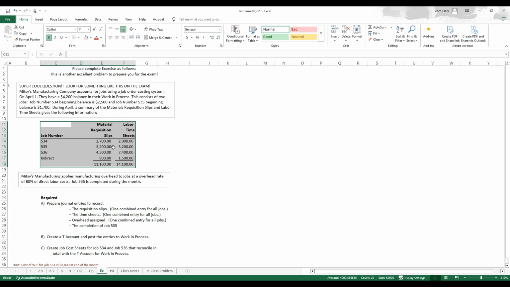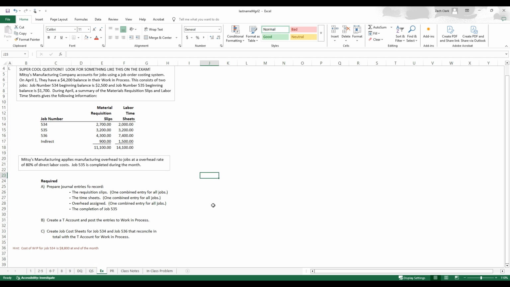We have a beginning balance. This is the amounts that we're adding into the costs. And we're going to be doing journal entries and creating the little job cost sheets and T accounts, etc. Okay, so this is our data. This is our beginning balances up here. And then this is some important information here, that we know that there's an application of overhead at 80% of direct labor costs. And we also know that job 535, so this one here, had a $1,700 beginning balance. That was completed during the month, and moved into finished goods.